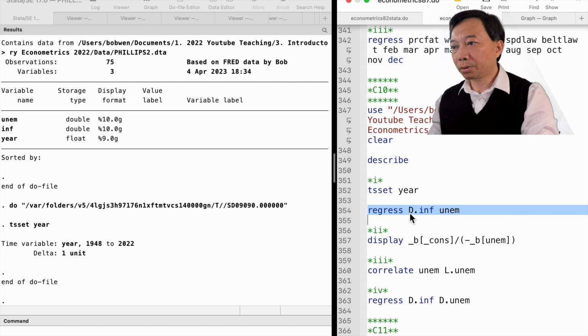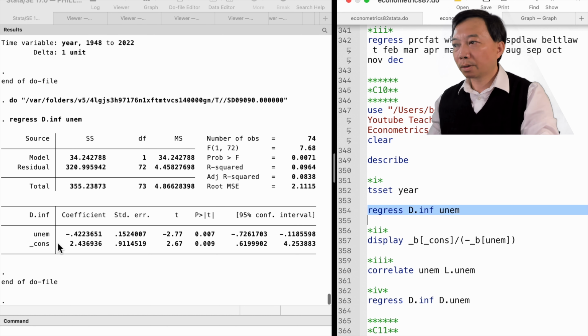The time series operator, capital D dot, means the first difference. The estimate is minus 0.42, statistically significant at the 1% level. The trade-off between unemployment and inflation becomes smaller than that using the first 58 observations.